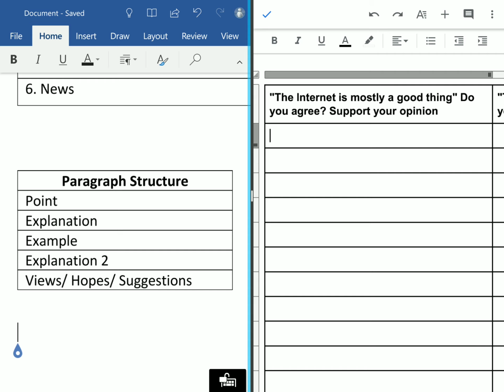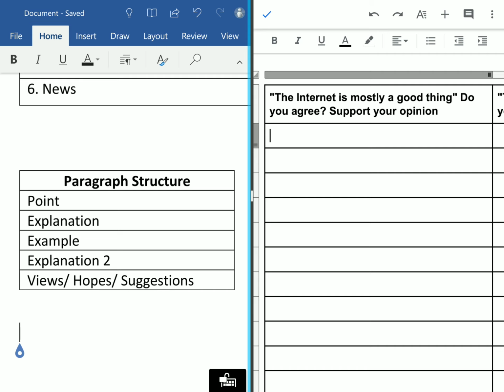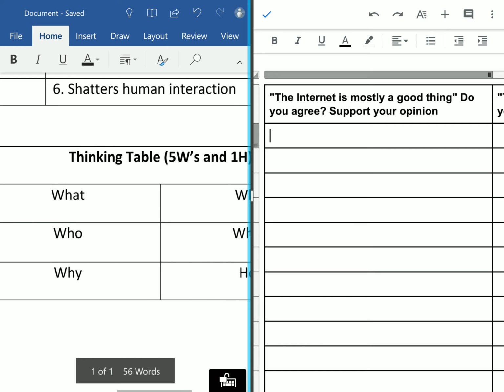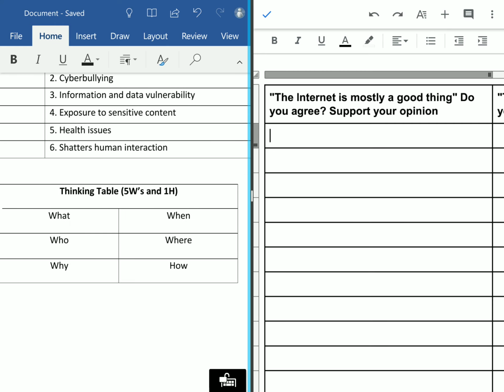When we're more experienced, I'll show you how to write more advanced essays. Okay. Now, the first sentence would be our point, and then we'll have to explain, give an example, explain again, and then our final sentence would be either our views, hopes, or suggestions. And these are what's going to help with our thinking, the thinking table, or as most people know it, the 5 W's and 1 H.